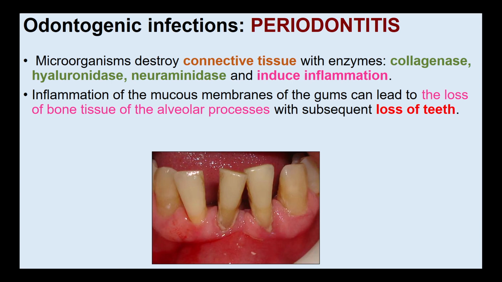What are the consequences of this inflammation process? Microorganisms can destroy connective tissues with enzymes, collagenase, hyaluronidase, neuraminidase, and induce inflammation. Inflammation of the mucosal membrane of the gums can lead to the loss of bone tissue of the alveolar process, with subsequent loss of the teeth. Thus, long-term untreated periodontitis can cause loss of the teeth.